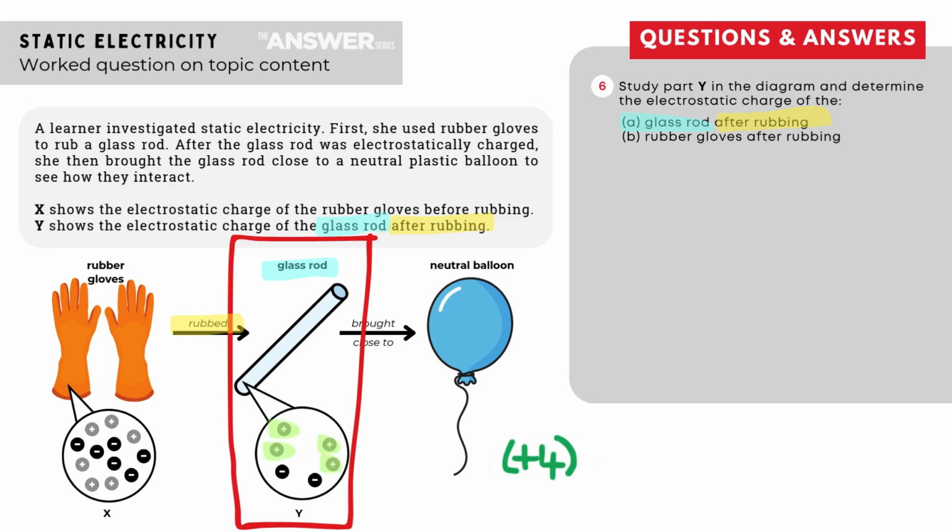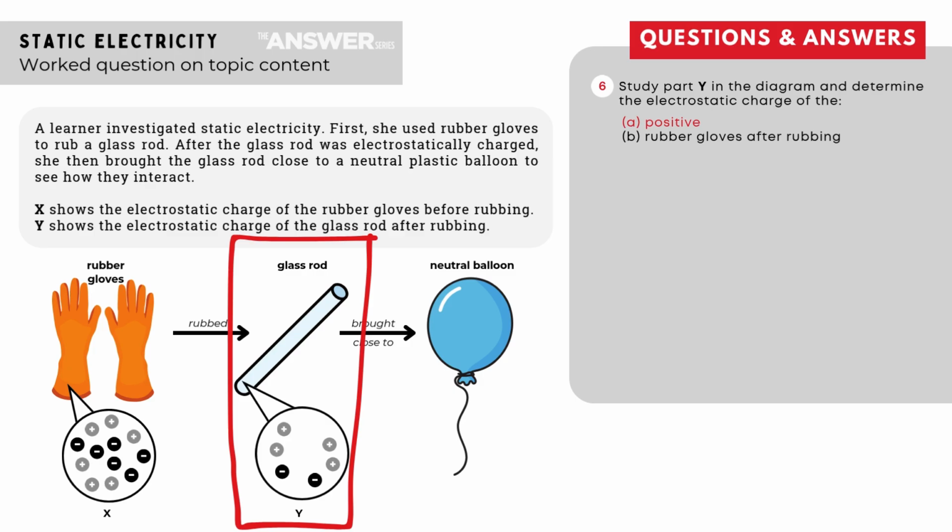So here we see that after rubbing, the glass rod has 4 positive charges or 4 protons and 2 negative charges or 2 electrons. This means that after rubbing, the atoms on the surface of the glass rod have fewer electrons than protons, and therefore its overall charge will be positive.